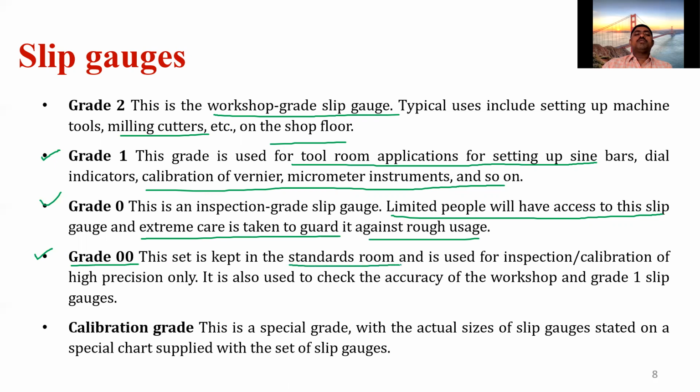And grade 00 is another slip gauge set. This is used in standard rooms where you need to calibrate the grade 1 and grade 2 slip gauges. And calibration grade is the special grade with the actual sizes of slip gauges stated on a special chart supplied with the set of slip gauges.